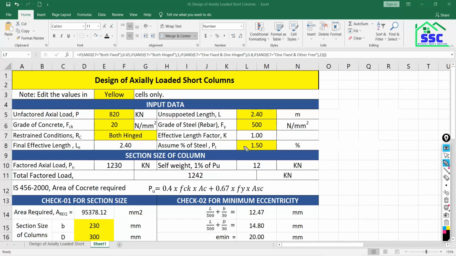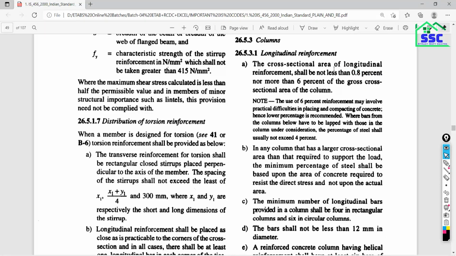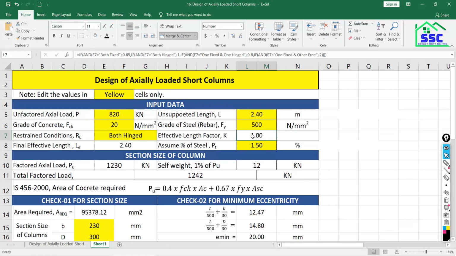Now assume the percentage of reinforcement. I hope you all know very well what the limit of the percentage of reinforcement in the column section is as per the Indian Standard. That limit is from 0.8 to 6%. If you look at IS 456 2000, it is given in clause 26.5.3, columns, for the longitudinal reinforcement, it should be 0.8 to 6%. Accordingly, here we have to assume the percentage of reinforcement for the further calculation.